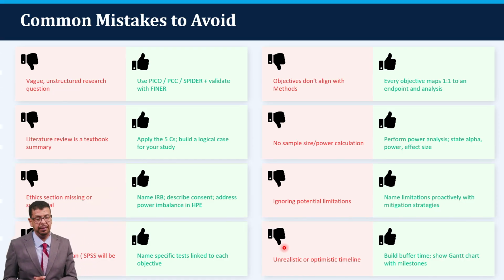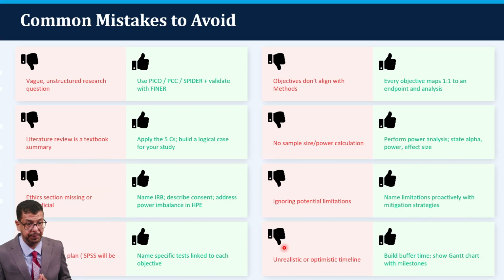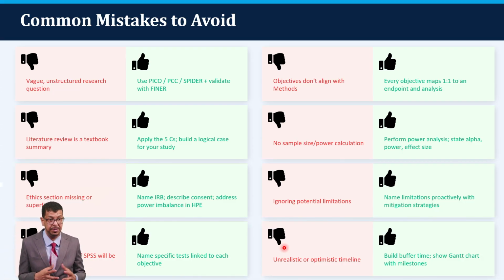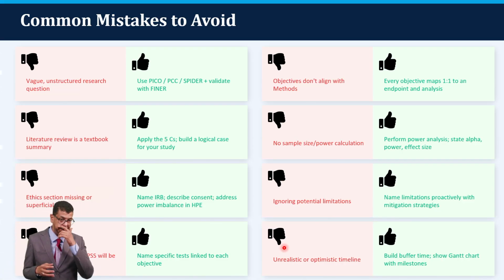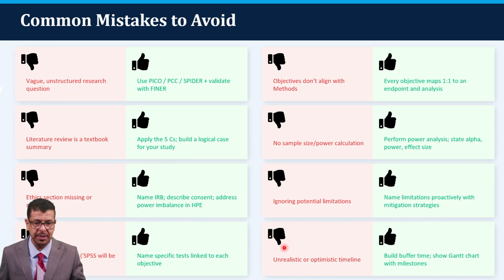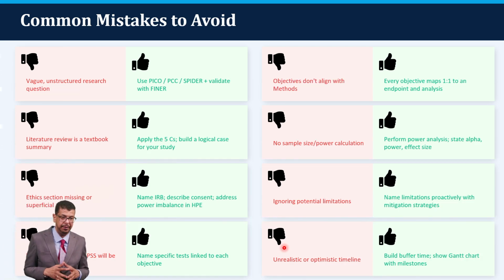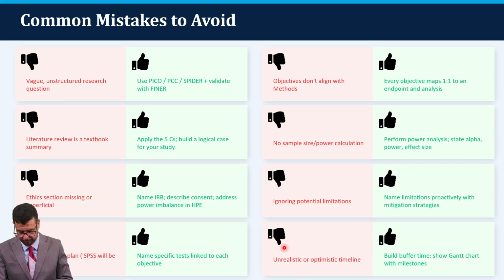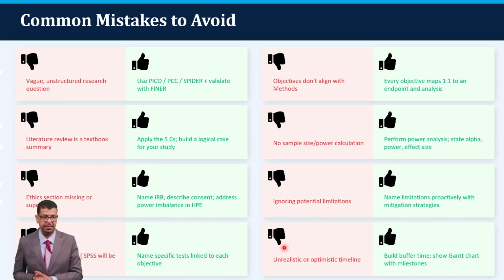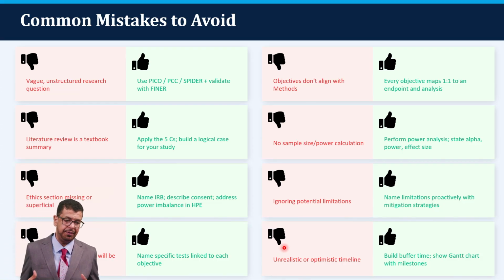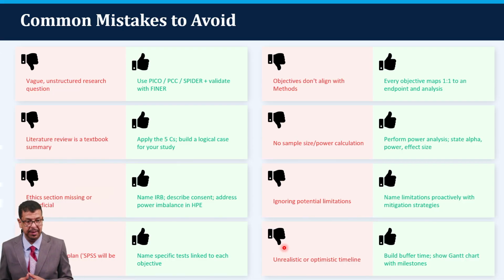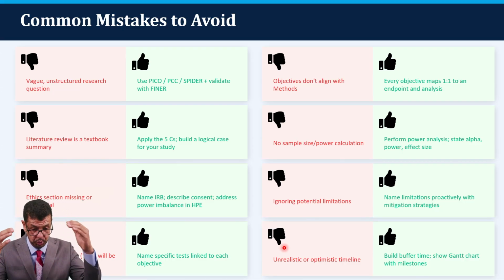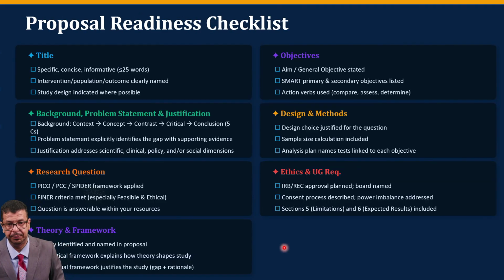Sometimes, for a quantitative research method proposal, there is no sample size or no power calculation. You have to perform power analysis, and you have to state the power and the effect. In some proposals, we see that some students ignore mentioning the potential limitations. It's very important to name the limitations proactively with the mitigation strategy. Sometimes students are unrealistic or too optimistic in the timelines, or don't write them at all. You have to show the Gantt chart with the different milestones.